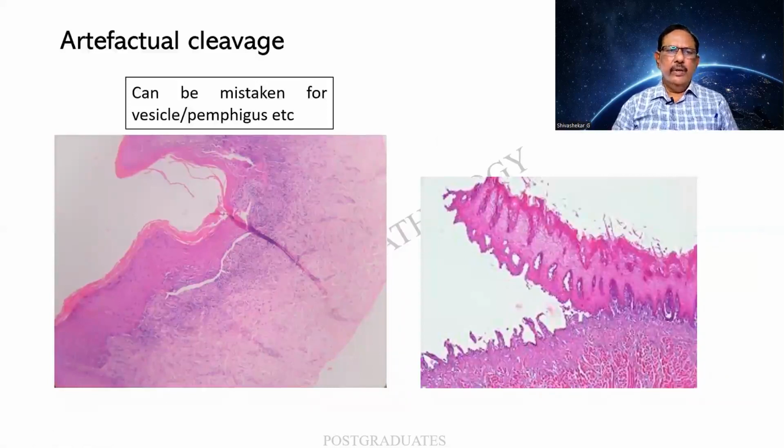Artifactual cleavage. All of us, it is a nightmare for us. The pemphigus lesions or the vesicles and the bullous lesions, there can be an artifactual plane of cleavage. The epidermis is being separated from the rest. And look at this one. There is a definite line of cleavage. It appears almost like a bullous lesion.